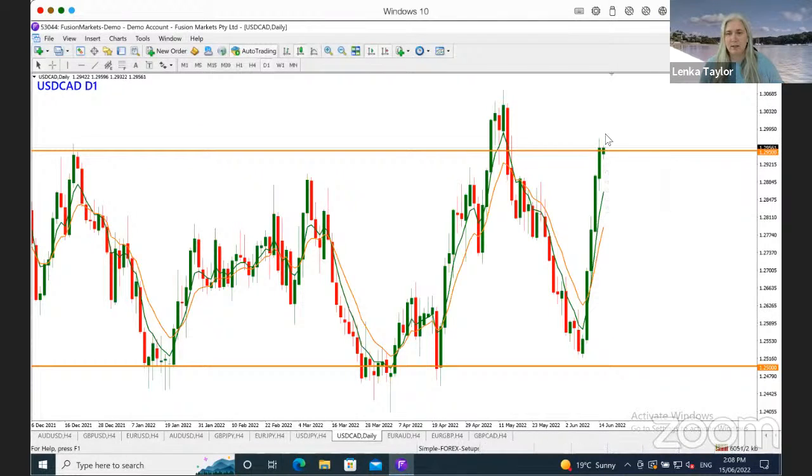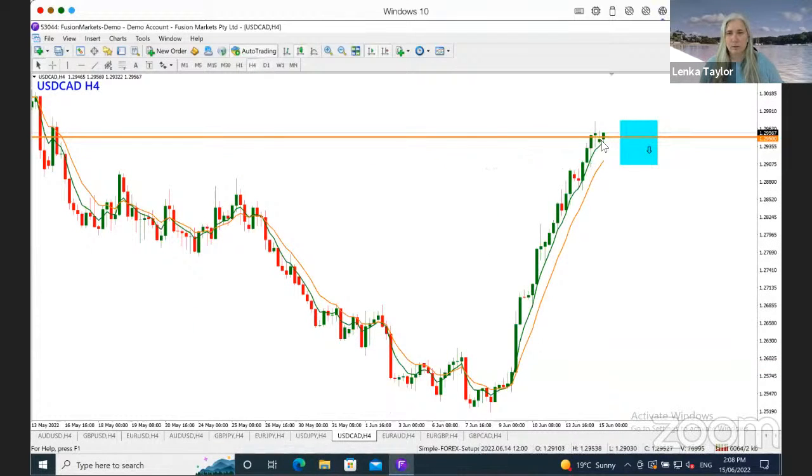So we're looking for any price action in this area to show us that there's potentially a reversal. So we look for either a false break or other reversal patterns to then look to go short on USDCAD.